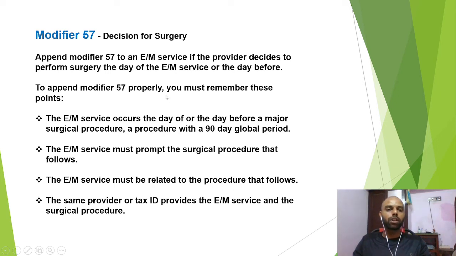So in order to give modifier 57, the E&M service as well as the global procedure both have to have the same diagnosis. The same provider or tax ID provides the E&M service and the surgical procedure. So we have to bill the same tax ID for the E&M as well as the procedure on the date of service.